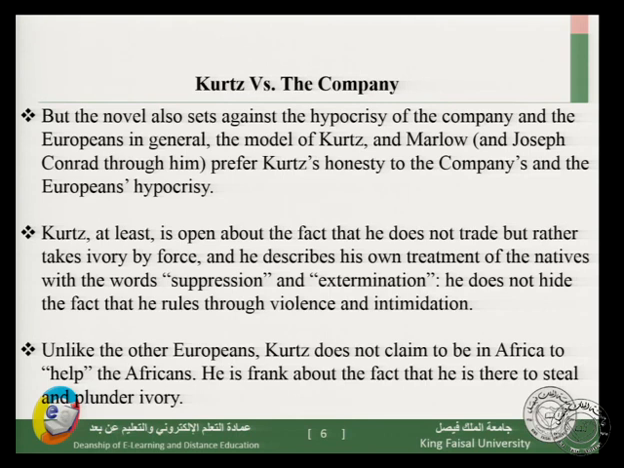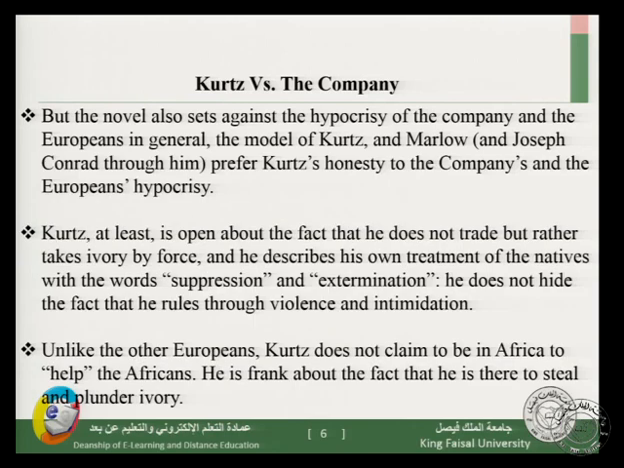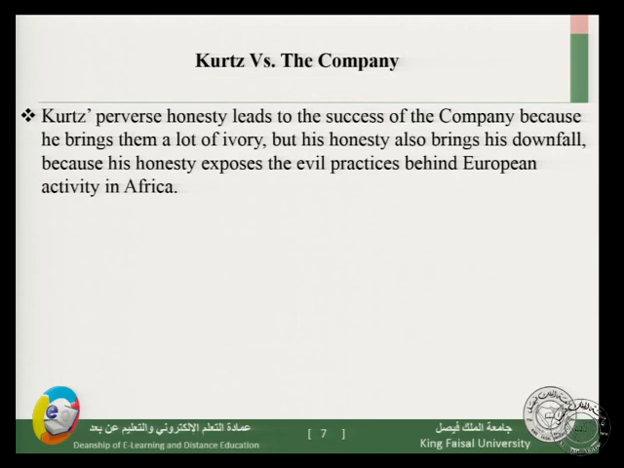And unlike the other Europeans, Kurtz does not claim to be in Africa to help the Africans. He is frank about the fact that he is there to steal and plunder ivory. Kurtz's perverse honesty, it's an honesty, but it's also a perverse honesty. It's an honesty that embraces extreme violence and torture and cruelty.